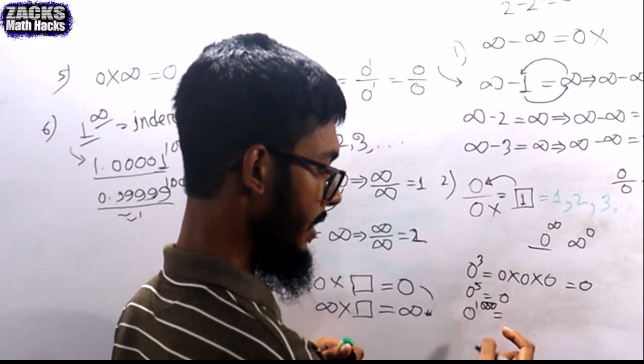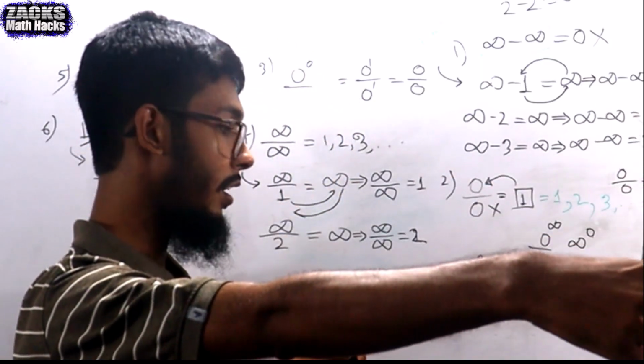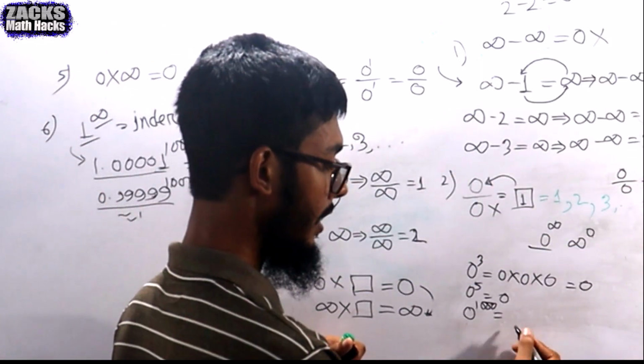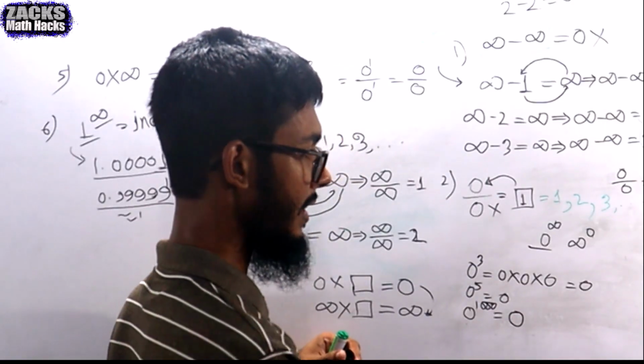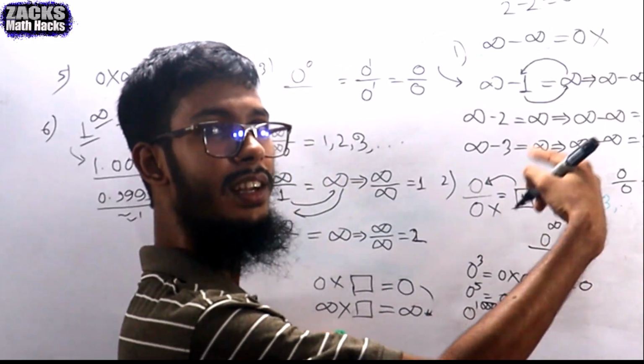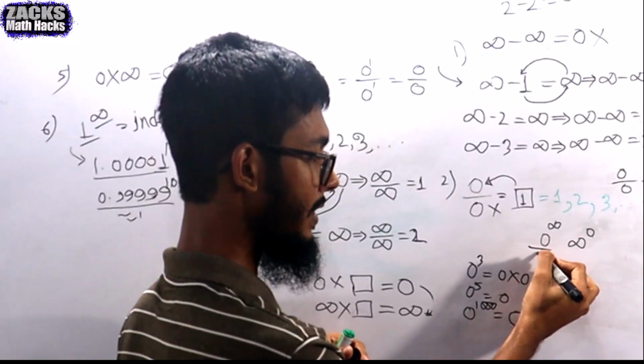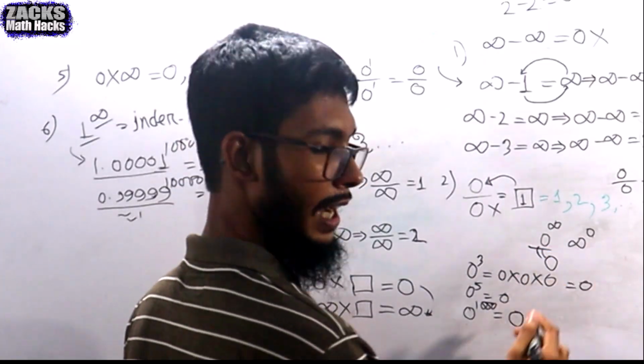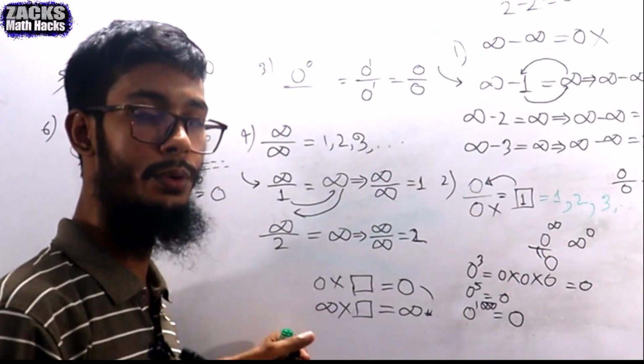0 to the power 1000. What is the result? 0 multiplied 1000 times, right? So what is the result? The result is also 0. In the same case, 0 to the power infinity, any large number, whatever. So what will be the result? The result will be 0. I hope you got this point. What is the value of 0 to the power infinity?